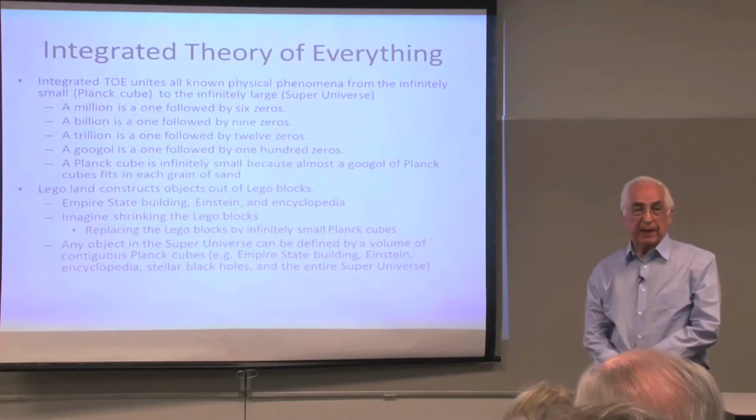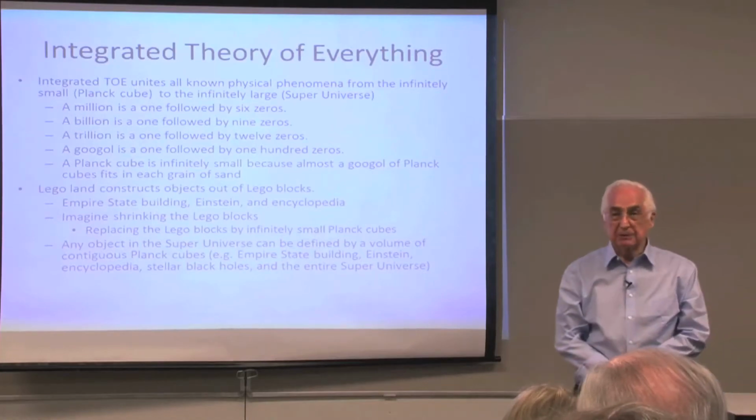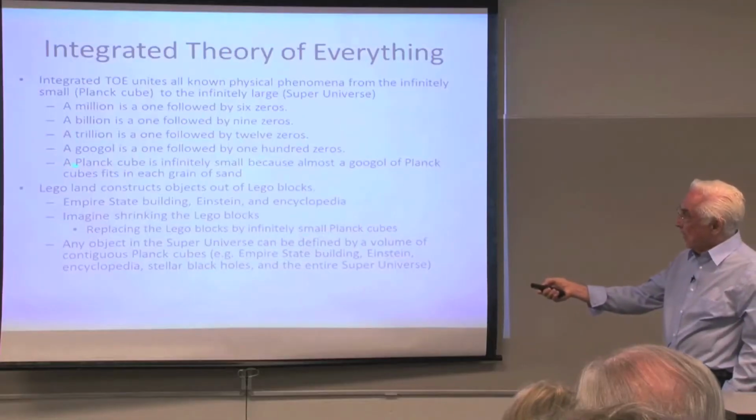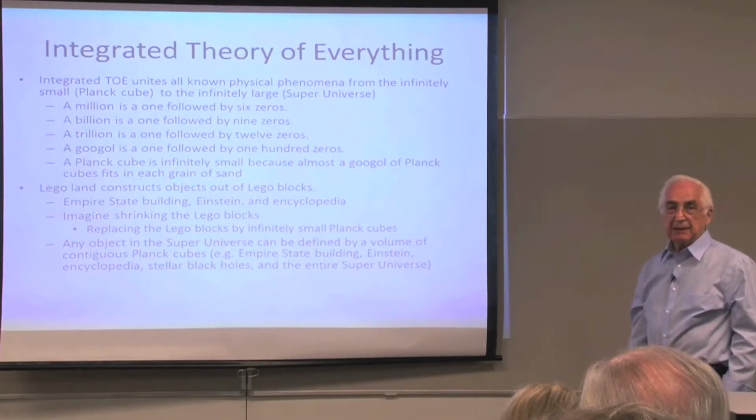Now, what exactly is a Planck cube? A million is a 1 followed by 6 zeros. A billion is a 1 followed by 9 zeros. A trillion is a 1 followed by 12 zeros. A googol is a 1 followed by 100 zeros. A googol is an infinitely large number. A Planck cube is infinitely small because almost a googol of Planck cubes fits in each grain of sand.